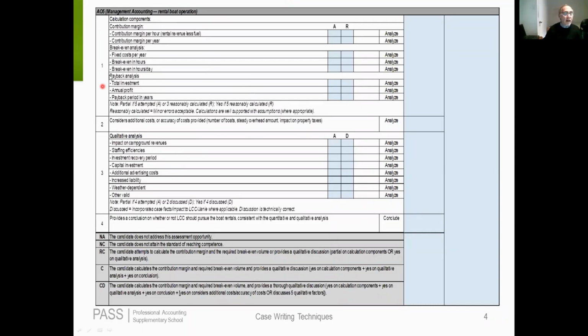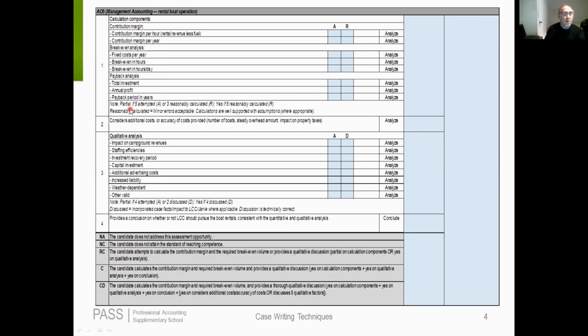The first part of the guide, as you can see, is dealing with the calculation components. Basically, the calculation you needed to do in order to come up with a break-even. Notice that at the bottom of point 1, it tells you what you needed to do to get a yes versus what they call a partial. Partial will generally be good enough for reaching competence, but not good enough for getting competent. It's yeses that you typically need to get competent.